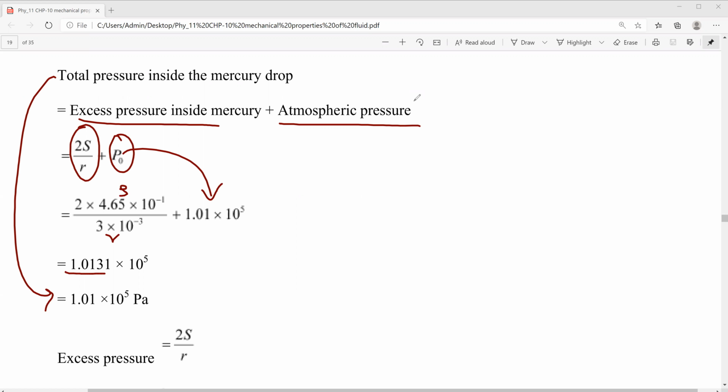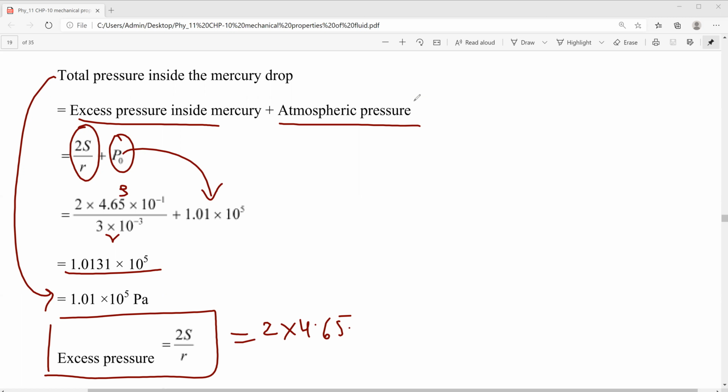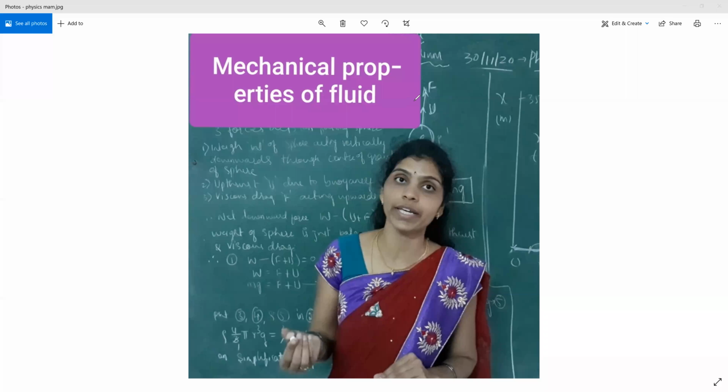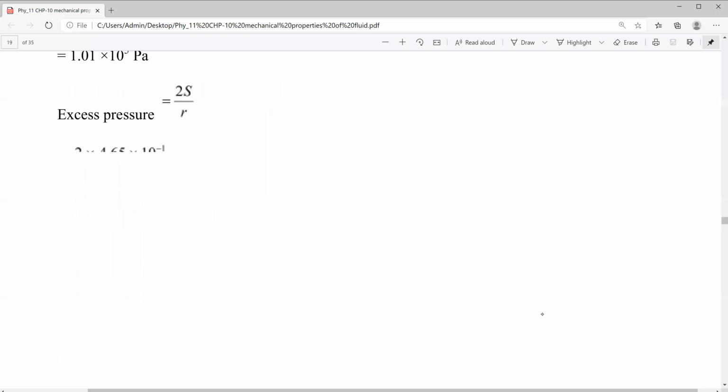So initially we got this much value, and the excess pressure is calculated by using the formula 2s divided by r. So 2 into the s value, 4.65 into 10 to the power of minus 1, divided by r. If you simplify this, how much are we getting? Only the excess pressure we need to calculate. So what is the excess pressure?